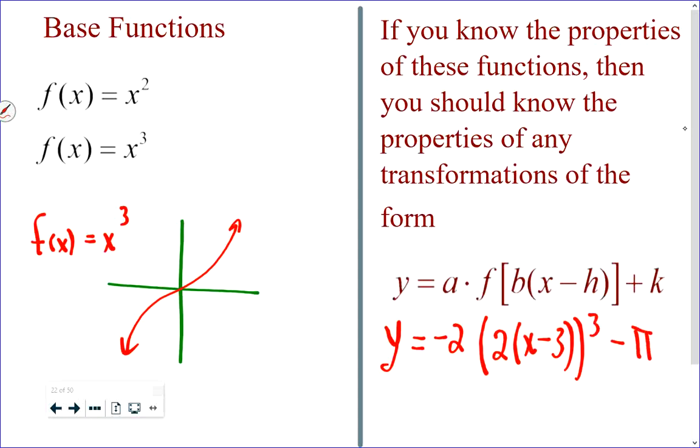You should be able to tell me what that function looks like. And you would arrive at your description by taking everything that you know about this shape, reflecting it vertically, stretching it vertically by a factor of 2, stretching it horizontally by a half, shifting the result 3 to the right, and pi units down. You guys with me on this?